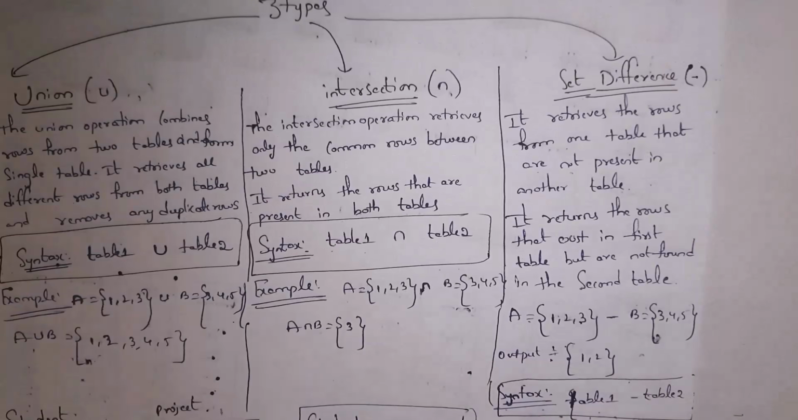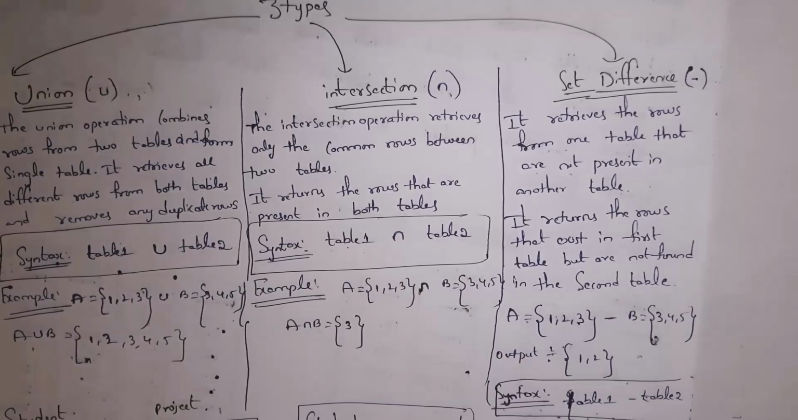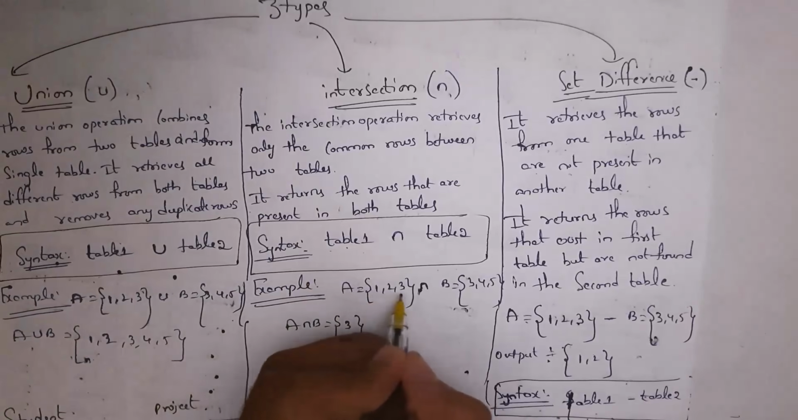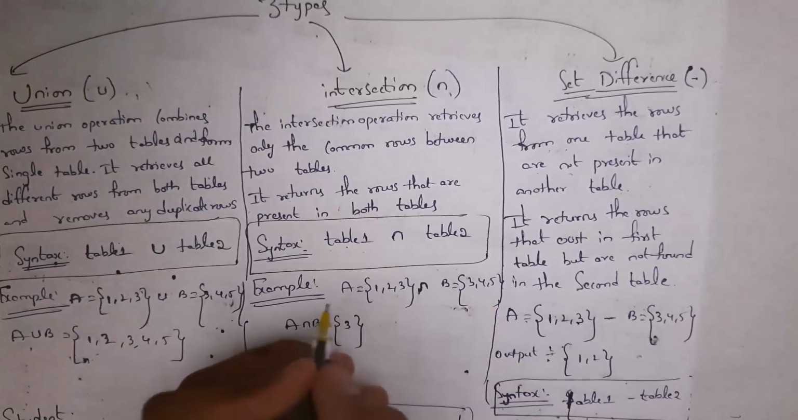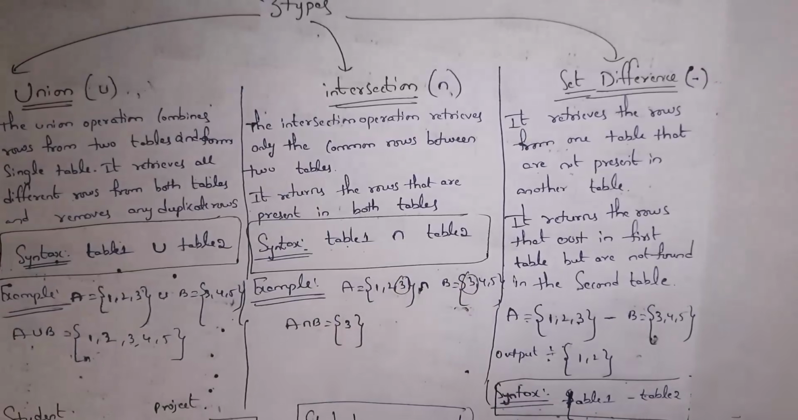Guys, this is the syntax for intersection. You need to write table 1 intersection table 2, or you can also write relation 1 intersection relation 2, both are the same. This is a simple mathematical example. Here A equal to 1 2 3 and B equal to 3 4 5. In A and B, 3 is common. So whenever I perform A intersection B, I will get output 3.